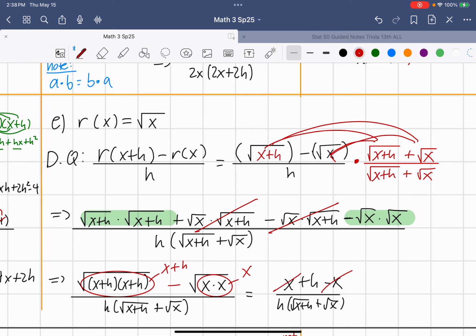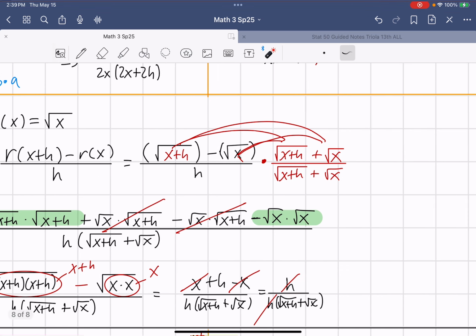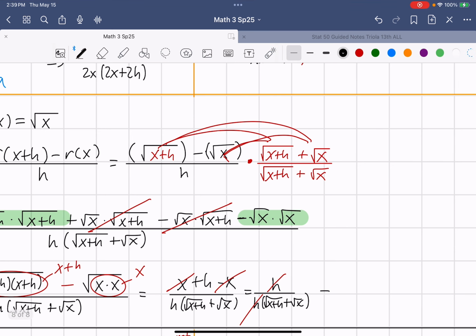Luckily, these x's cancel, leaving you with h over, once again, h times square root of x plus h plus square root of x. And if you notice, I can finally simplify this h. But just like I said before, just because you simplified it, that doesn't mean the numerator doesn't exist anymore. You always have that factor of 1, and that's going to be all over the square root of x plus h plus square root of x. You could just as easily have written square root of x plus square root of x plus h.